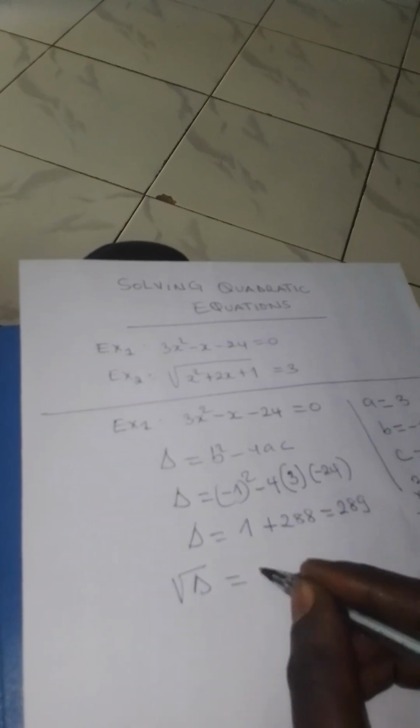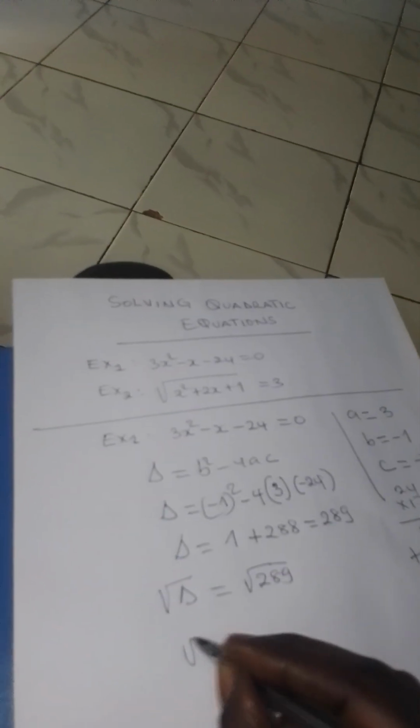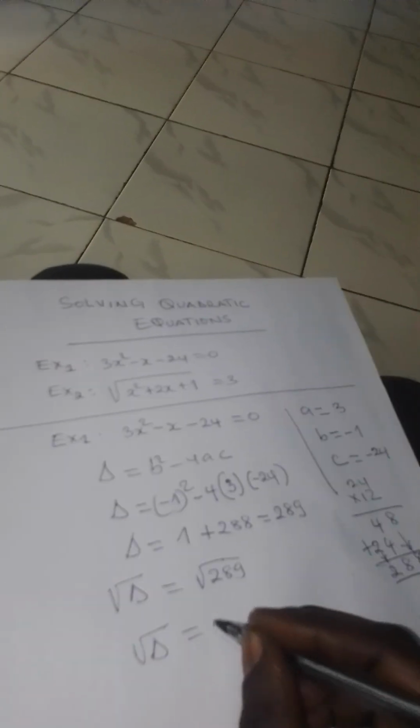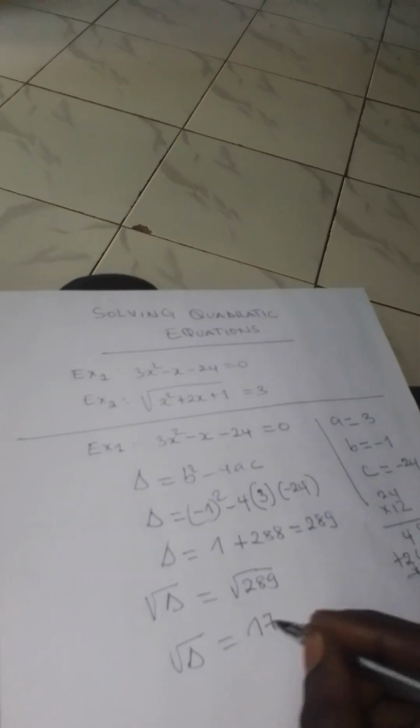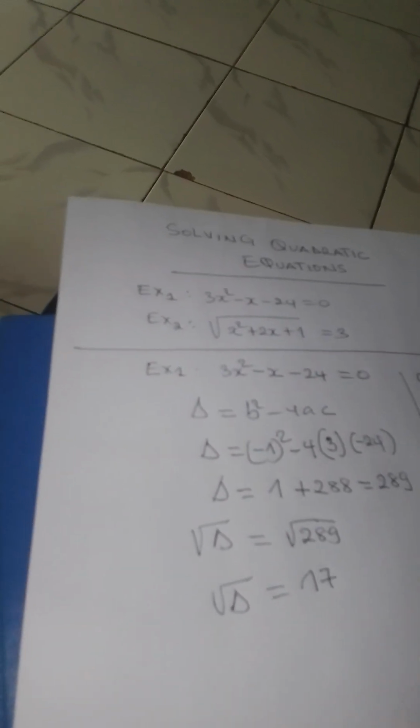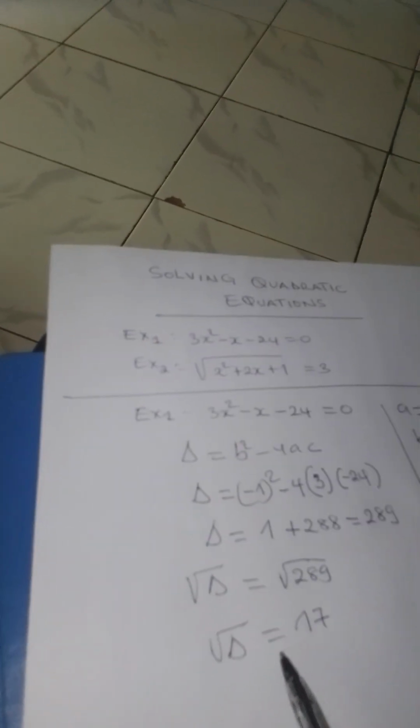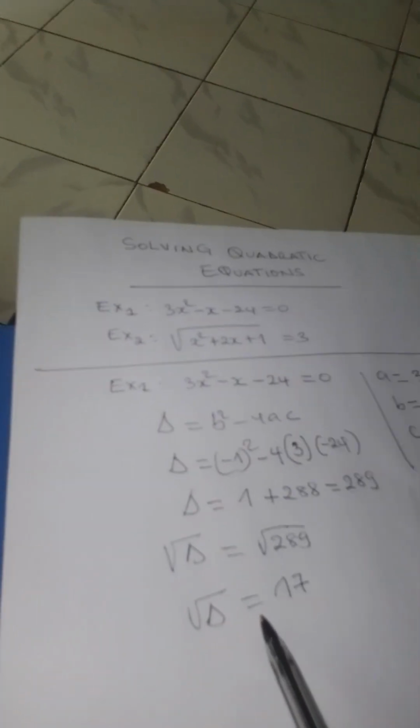Now we find the square root of delta. Square root of delta is equal to the square root of this number, 289. Now, square root of delta is equal to 17. The square root of 289 is equal to 17. You can check by using a calculator. Then after finding the square root of delta, we find the values of x.